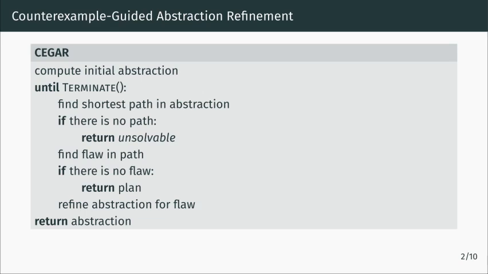And when we are done, when we hit the time or memory limit, we can use the abstraction in an A-star search.